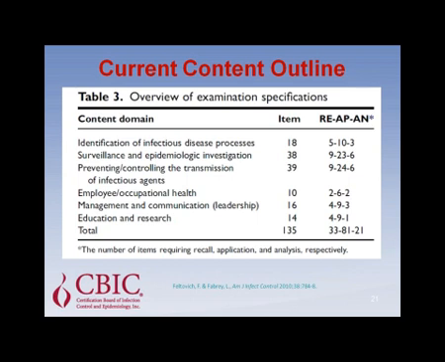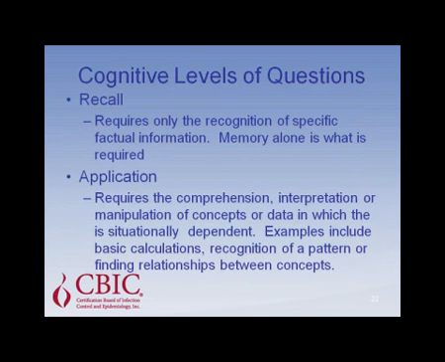So you might be asking yourself, exactly what are these different kinds of questions? So let's go over the different cognitive levels. Recall is the first one we talked about, and it's exactly as it sounds, that only memory alone is what's required. You just have to remember a specific fact or piece of information. Application is a little bit higher cognitive level, and it requires interpretation or manipulation of concepts or data. And examples of that would be calculation of a rate, recognition of patterns, and finding relationships between concepts.